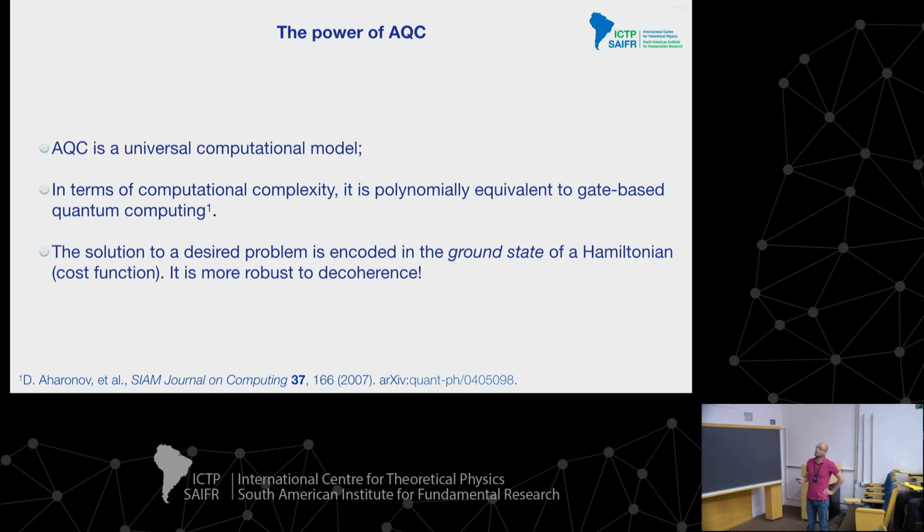Actually, adiabatic quantum computing, the first important message is that it is a universal model of quantum computing, okay? And if you think about complexity, it's polynomially equivalent to the gate-based quantum computing model. So both models are equivalent. That is very important. That's why I said, okay, the gap is the problem. The gap is taking into account the nature, right? Okay, this model, I think it's very interesting because it's more physical.